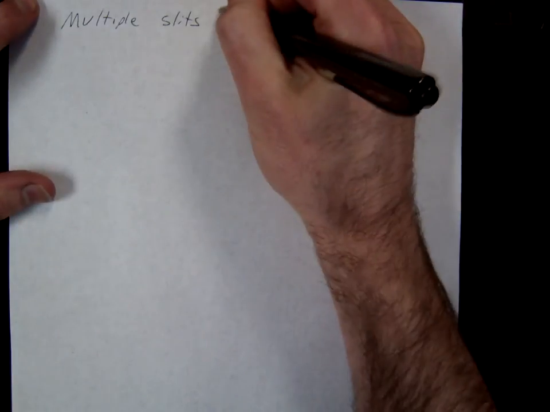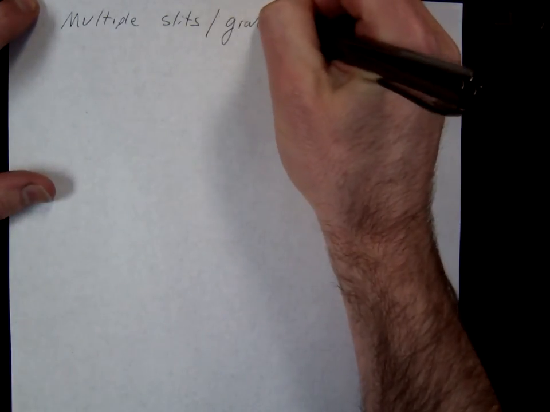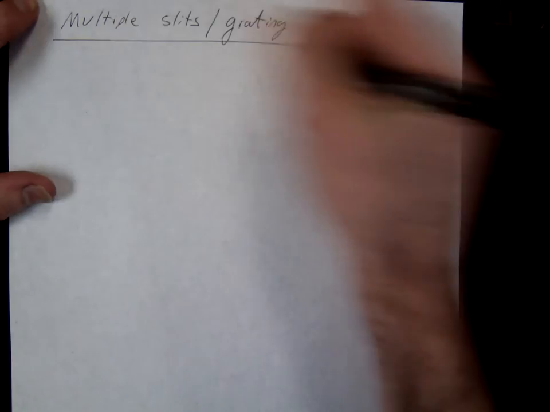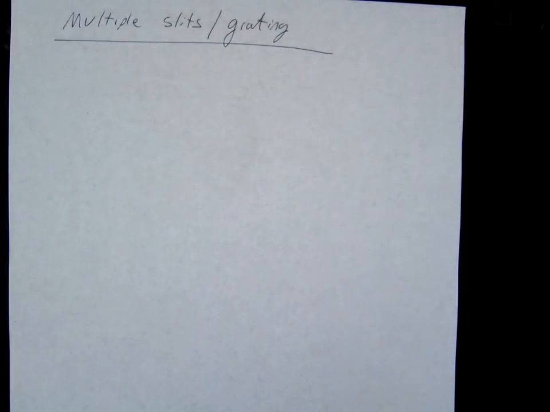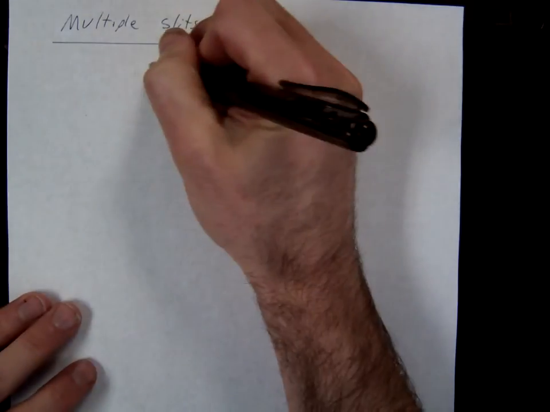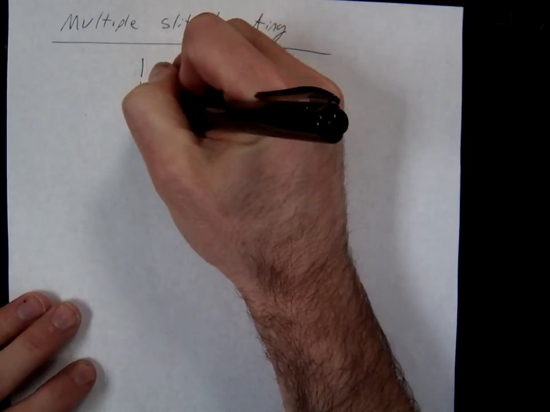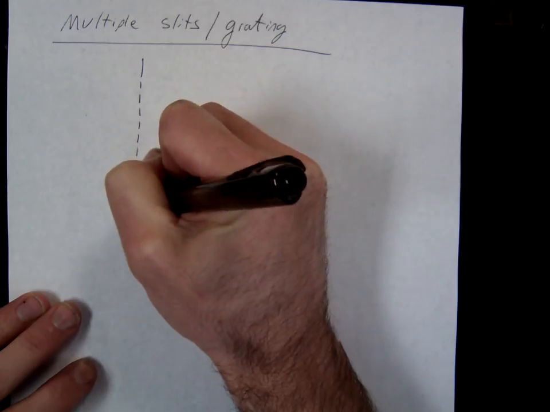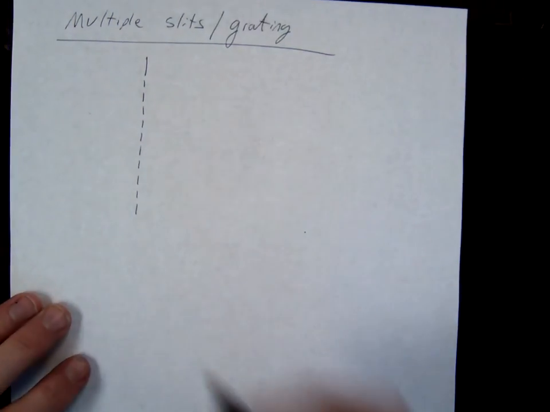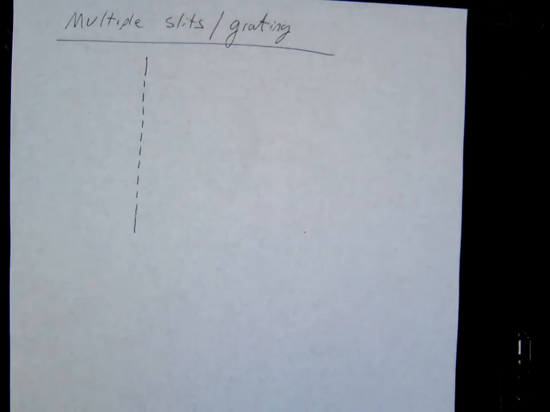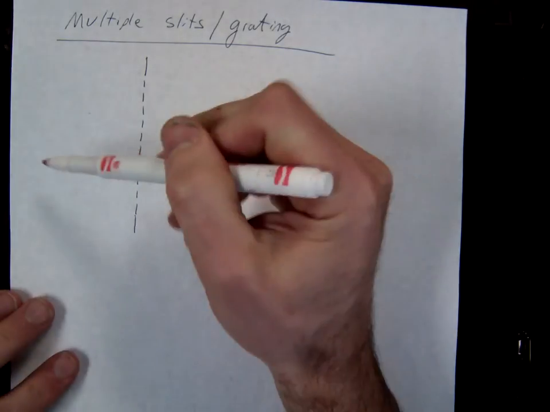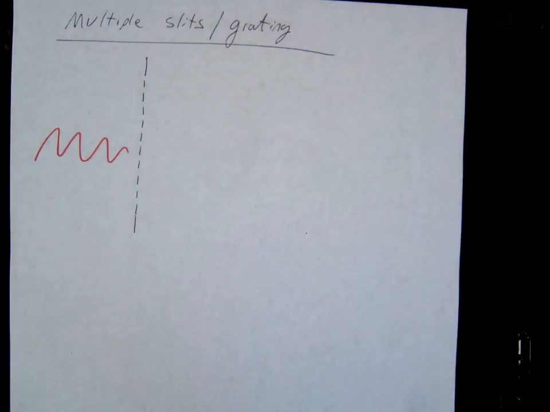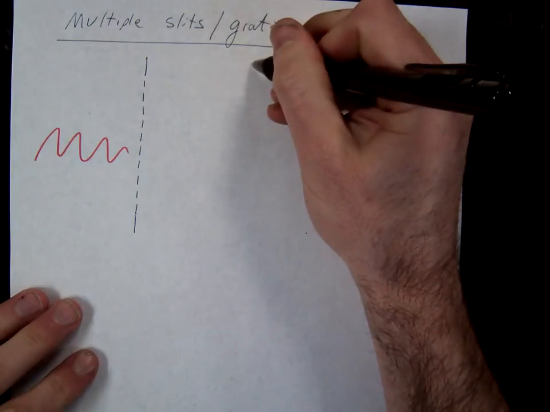So multiple slits, we also sometimes call these gratings. A grating, like if you think of a cheese grater or a sewer grating, is basically lots of openings, right? Many, many openings. And if we were to send light through this, what you're going to get is an interference pattern.